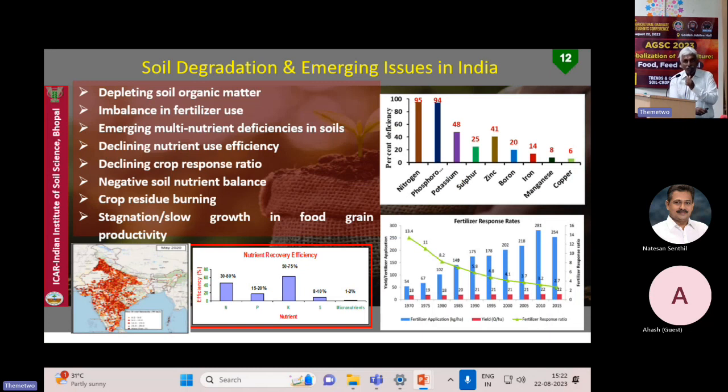As we see, soil health is judged by different indicators, and there is a greater need to keep the soil in healthy condition on physical, biological, and chemical means. Because soil health is being threatened nowadays by issues like depleting soil organic matter, imbalance in fertilizer use, emerging multi-nutrient deficiencies in soils, declining nutrient use efficiency, declining crop response ratio, negative soil nutrient balance, crop residue burning, and stagnation and slow growth in food grain production in most of the crops. That is represented here.